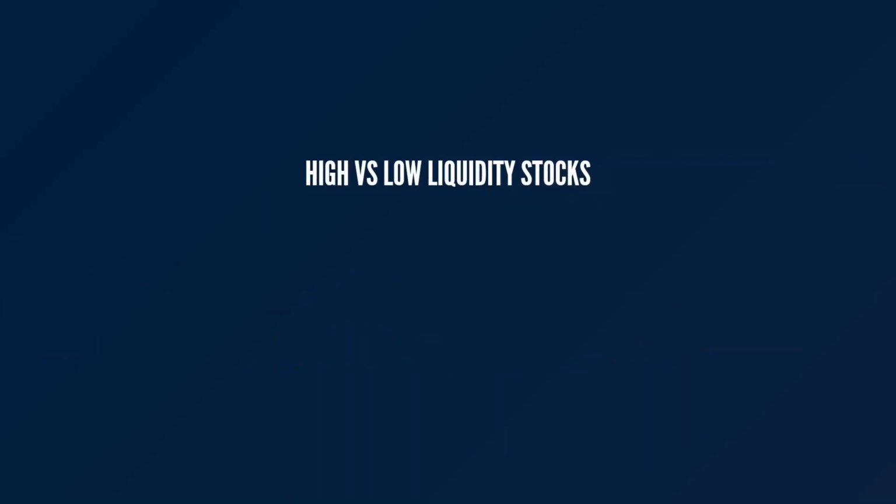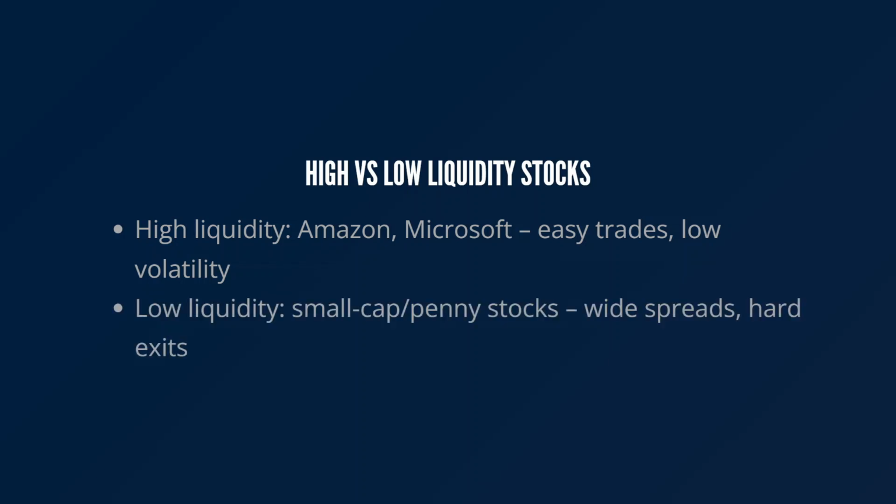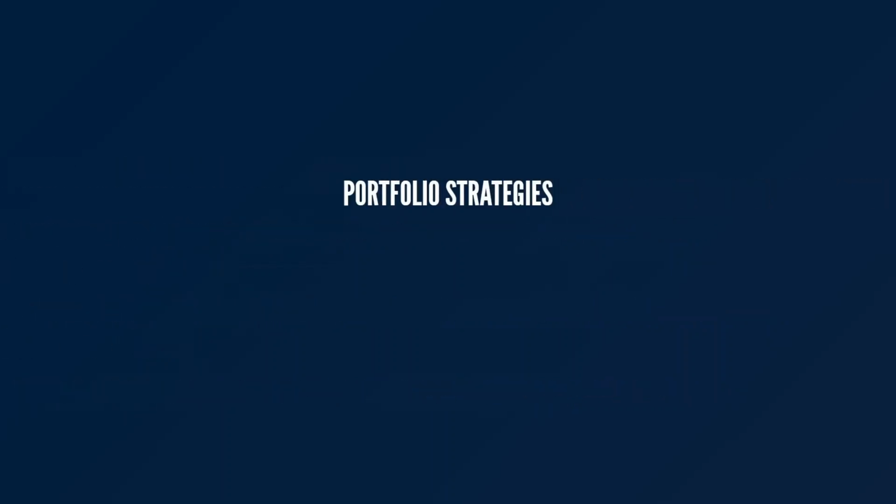Slide 7, high versus low liquidity stocks. High liquidity examples, Amazon, Microsoft, easy trades, low volatility. Low liquidity, small cap or OTC stocks, prices swing wildly, exits are tricky. Reveal 2, this is the risk-reward trade-off. Low liquidity can give discounts but demands patience. Consider Peter Lynch's approach in One Up on Wall Street. Success sometimes requires navigating illiquid waters, but you must know when to get out. How comfortable are you trading thin markets?